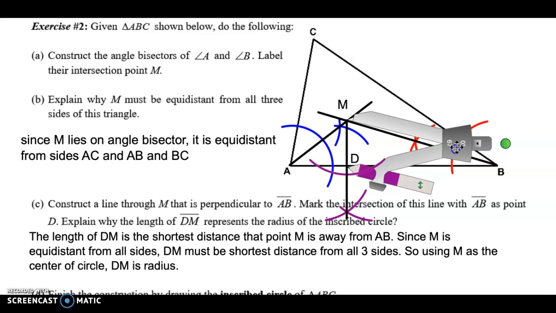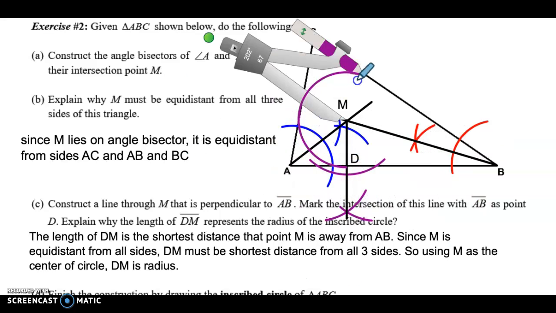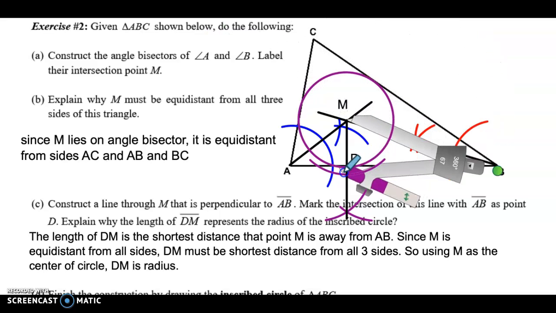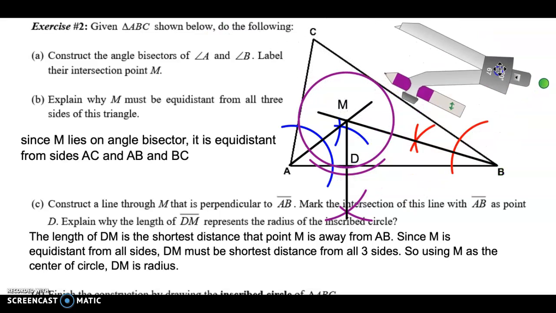Okay, it's kind of hard to be exact with this compass on the smartboard, but let's see if that did it. Pretty close. Yep. And there I go, and my circle is inscribed in triangle ABC.